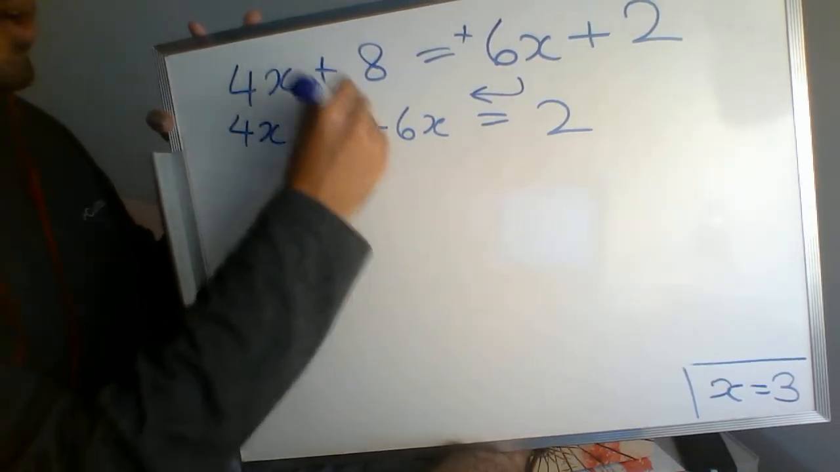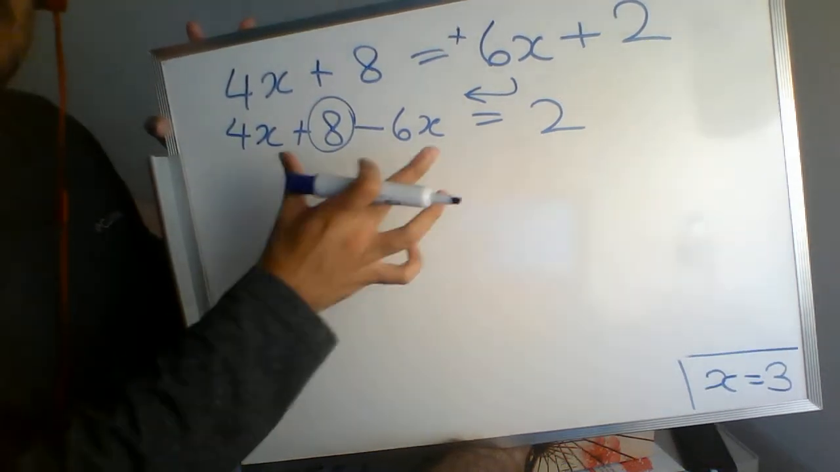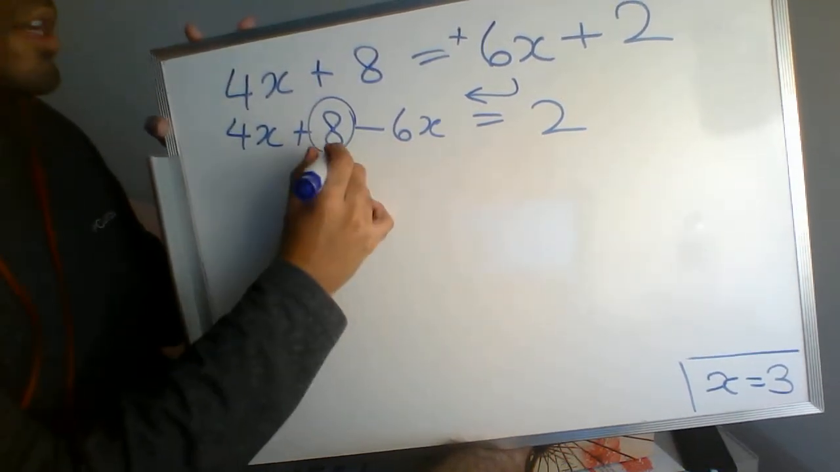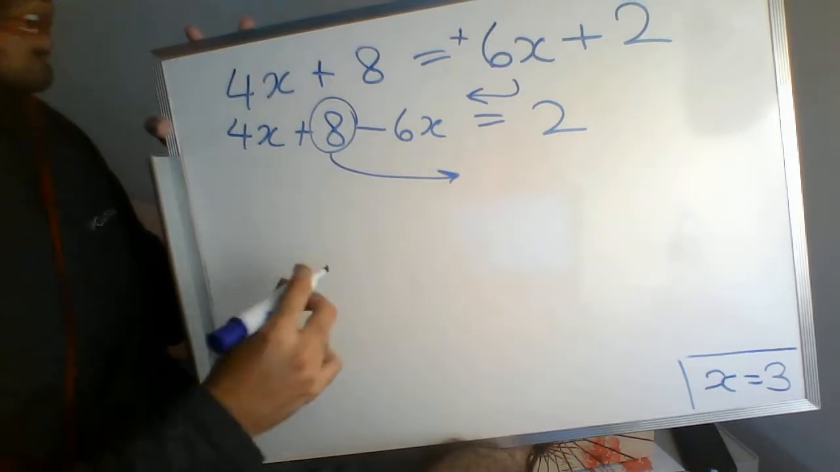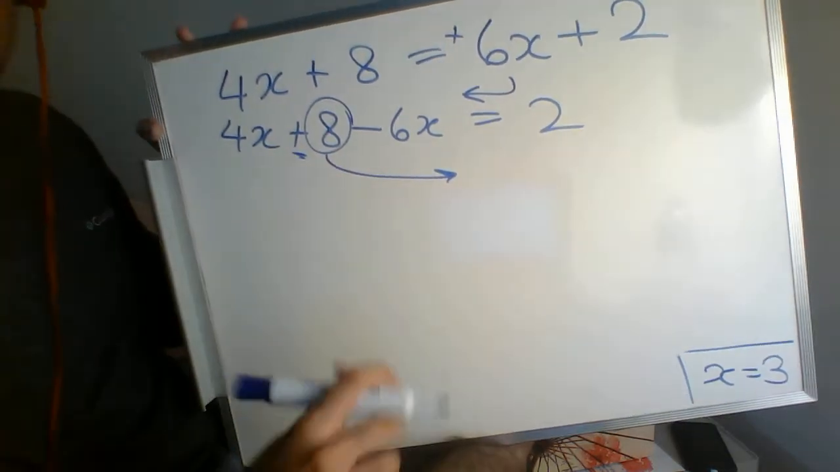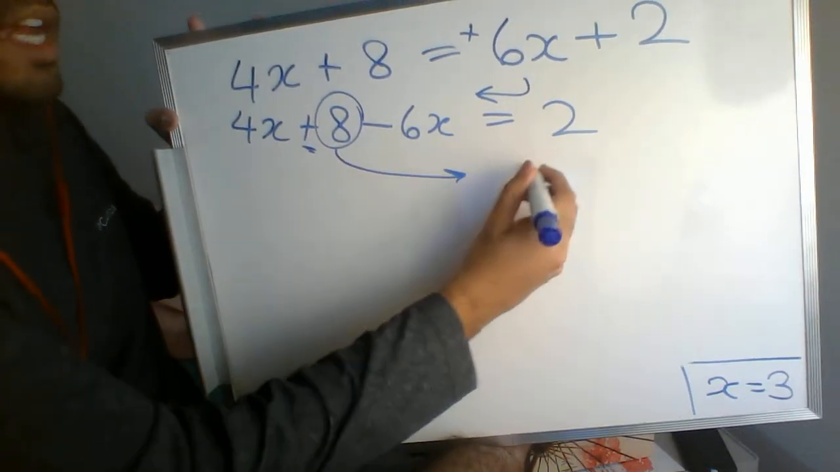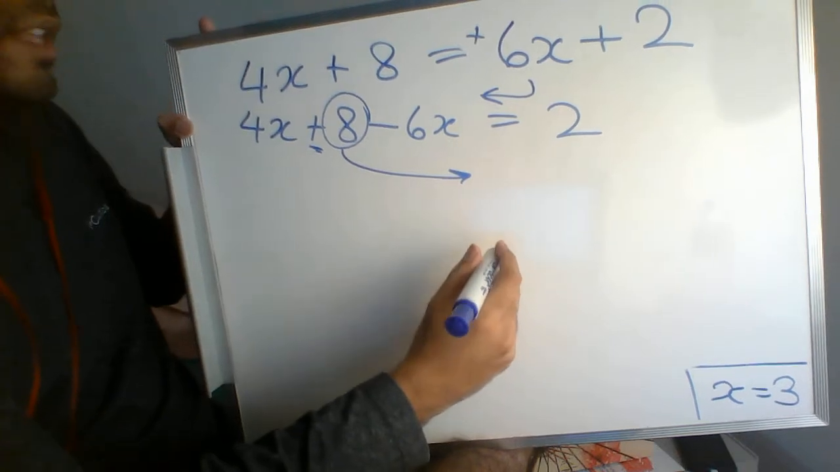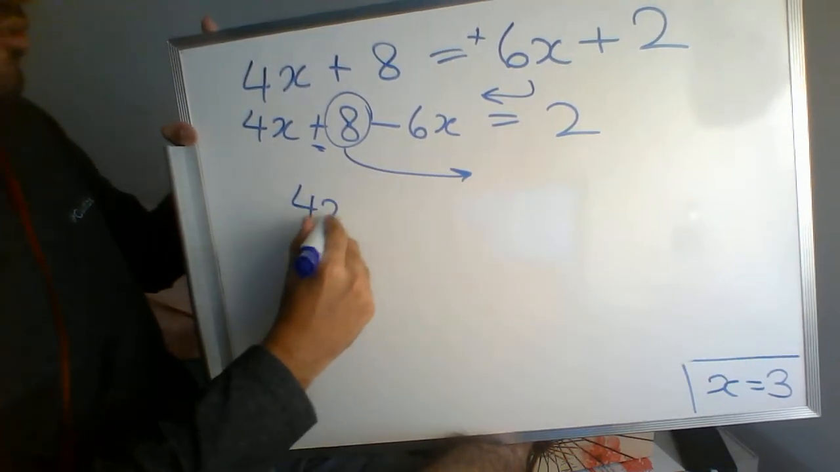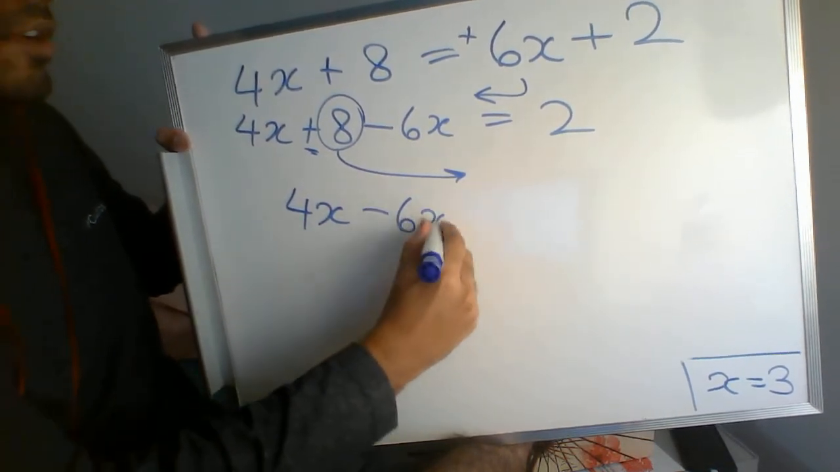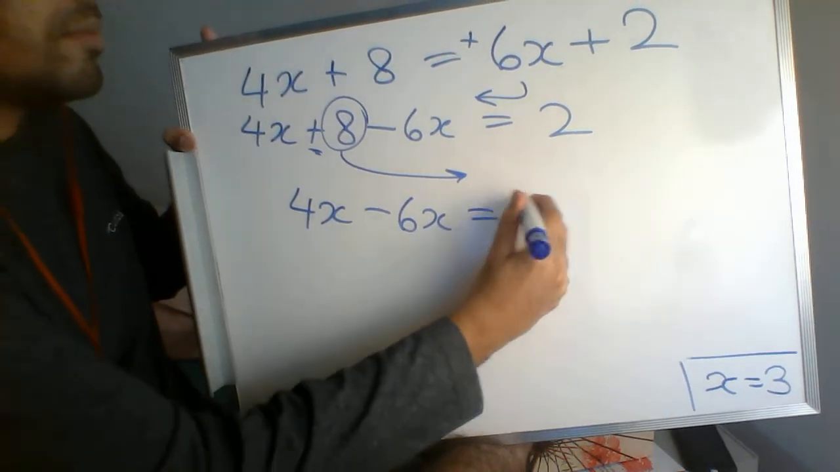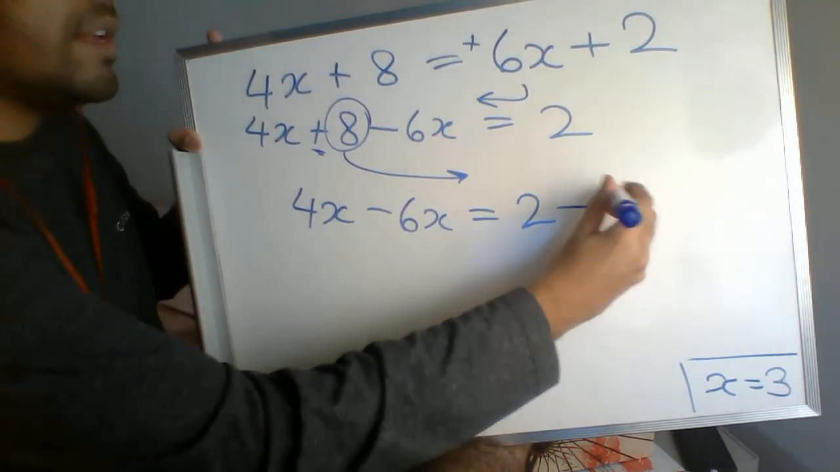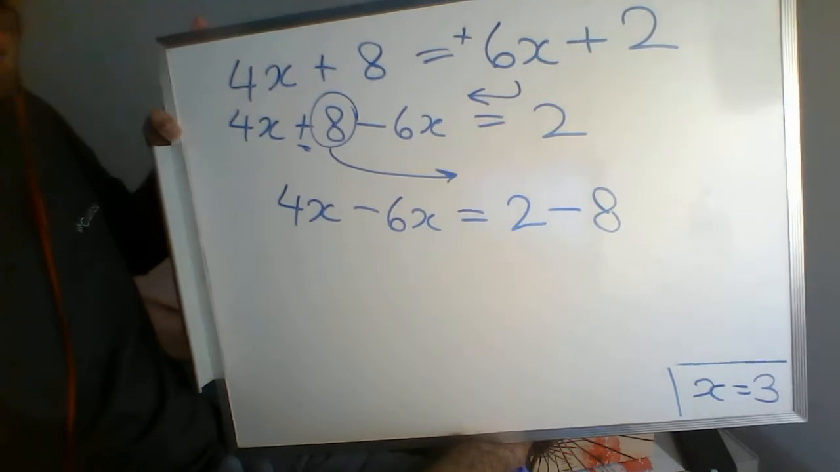Now I still don't want this 8 to be in the middle of my terms with variables, so I'm going to take this positive 8, it's positive because it was being added over here, and I'm going to chuck it over to that side. So I'm going to be left with just 4x minus 6x on the left side, and I'm going to get positive 2 minus 8 on the other side.